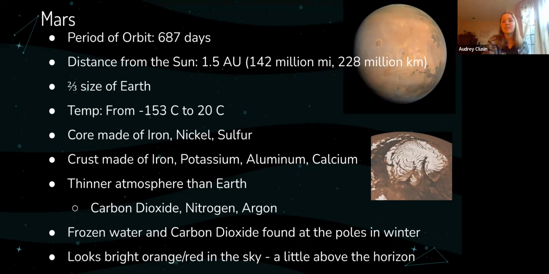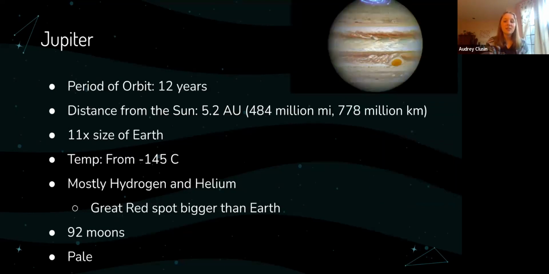So yeah, pretty important. Jupiter is definitely our biggest planet. And the period of orbit, though, is 12 years, which is crazy. And it's also a lot farther away from the sun than the Earth and Mars are.